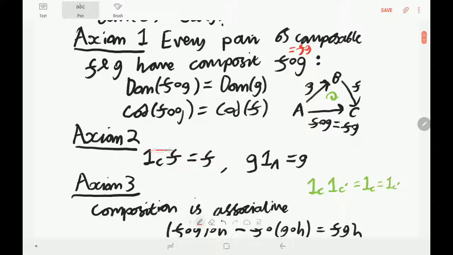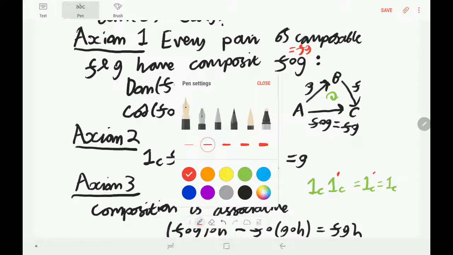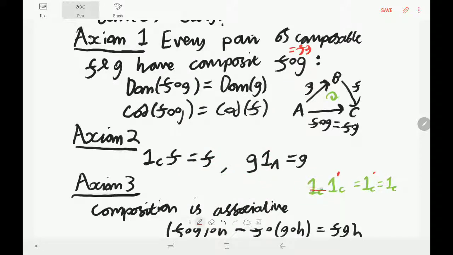The second axiom is about these identity arrows: in general, for objects A and C and arrows F and G, we have 1C after F is F, and G after 1A is G. Note that this implies that the identity arrow associated with a given object is unique, because if, let's say, 1C and 1C dash were both identity arrows of object C, then by these properties we could write 1C dash as 1C dash after 1C or 1C, and they're both the same. So identity arrows are unique for objects.